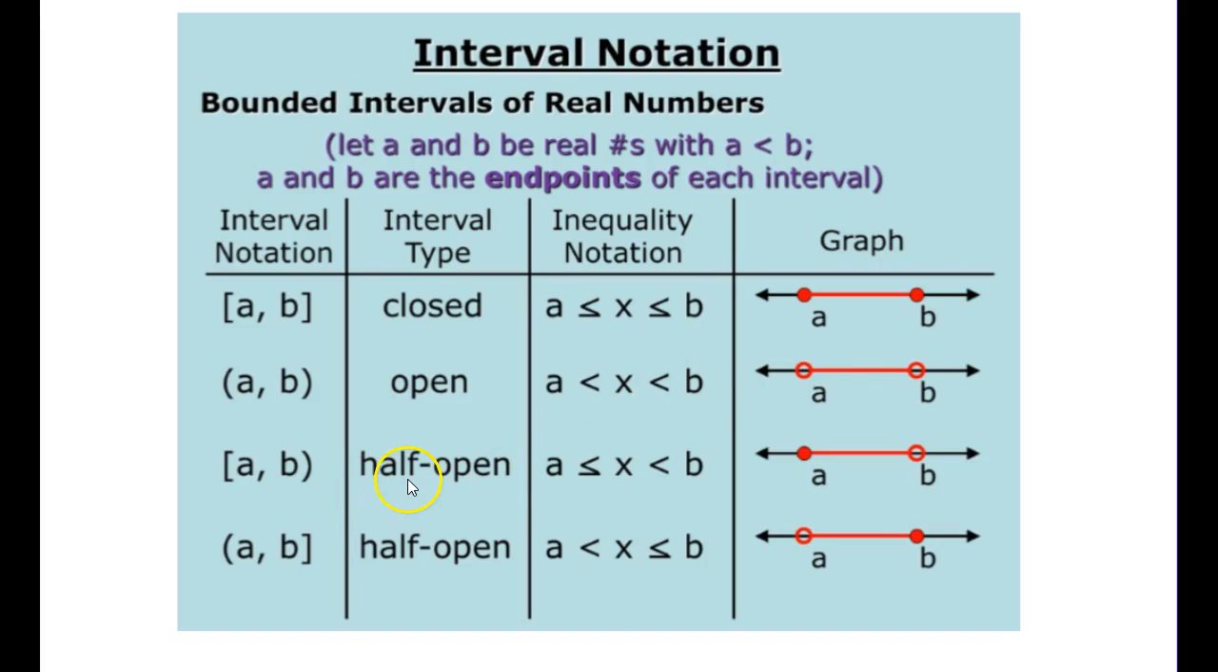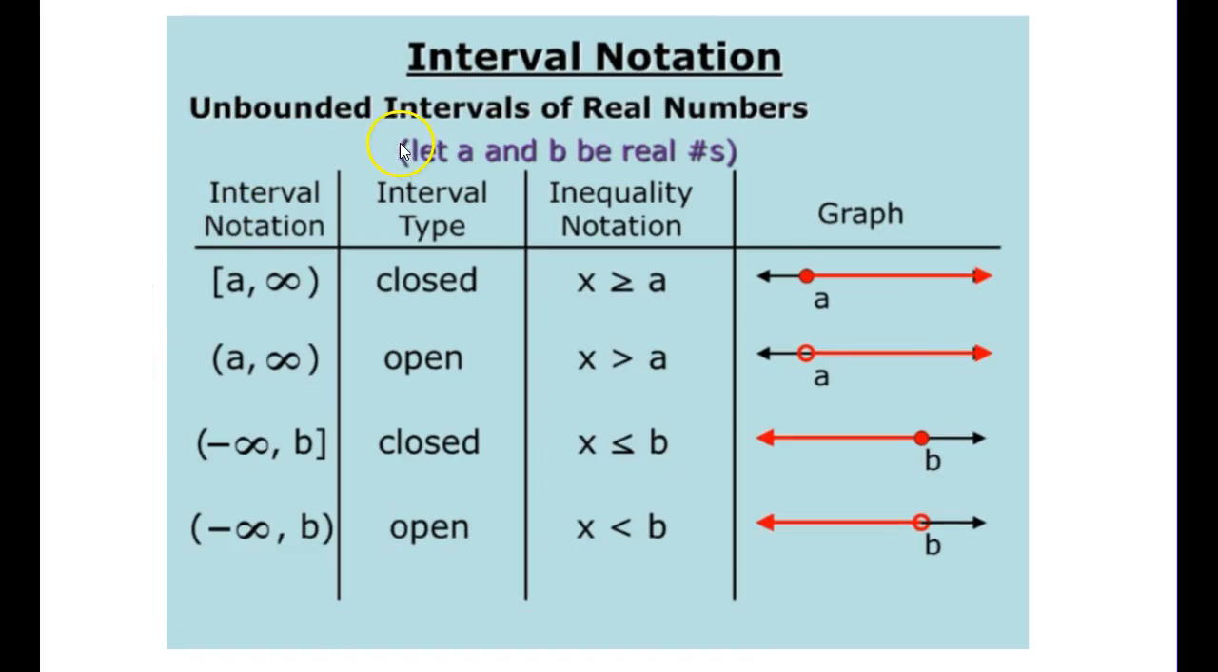And the last 2 we have half open because one endpoint is included, the other is not. So you can see how the interval notation relates to the inequality notation and then how that relates to the graph. Now we are going to discuss unbounded intervals, meaning we have one endpoint, but we're extending in one direction that's not coming to an end, so we have infinity involved.